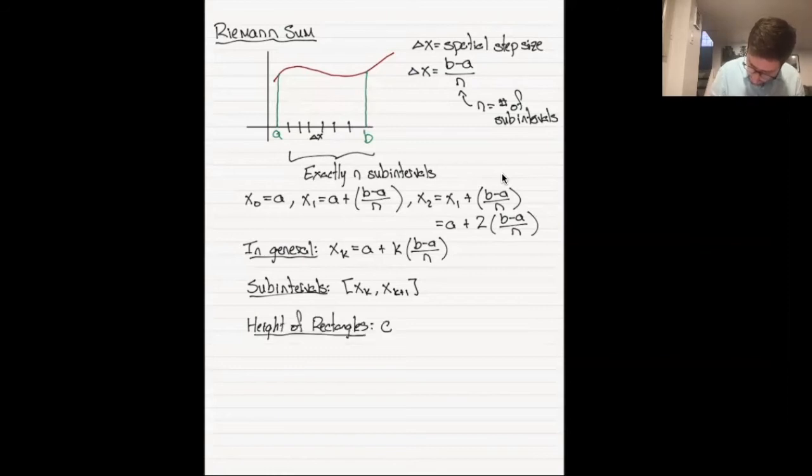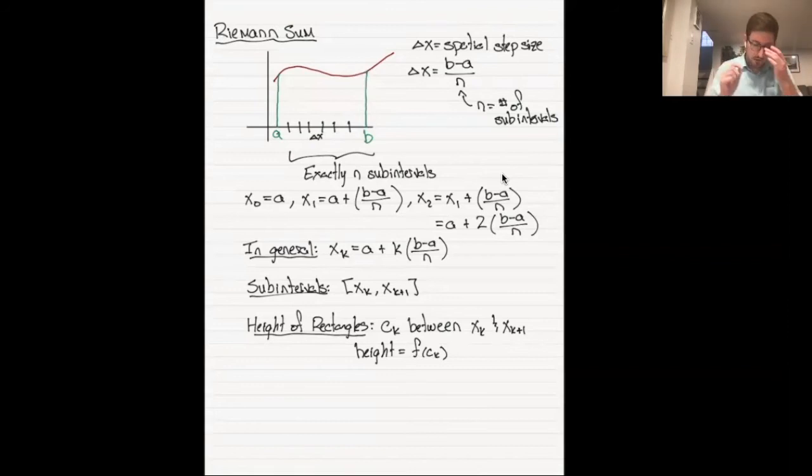We're going to pick some number, c_k, between x_k and x_{k+1}, something in the interval. And so the height equals f of c_k.